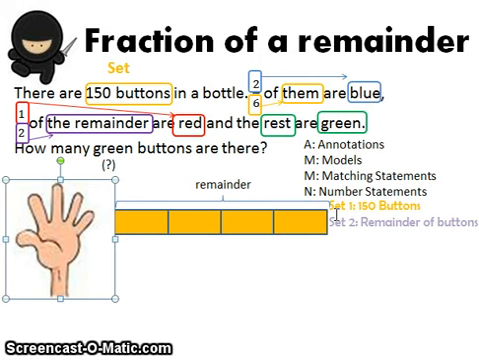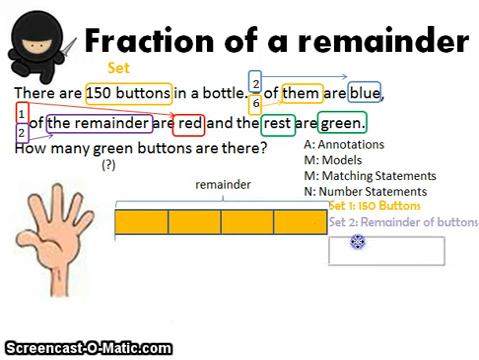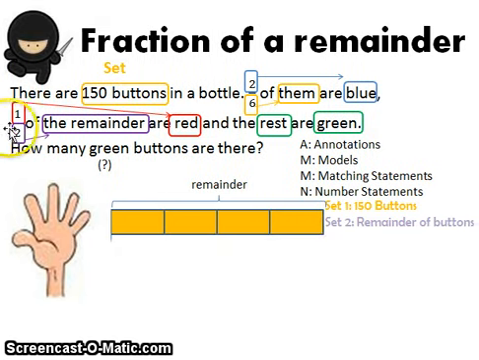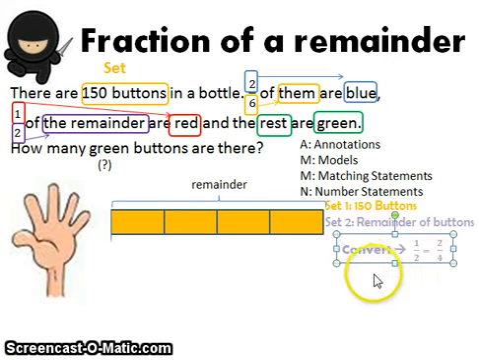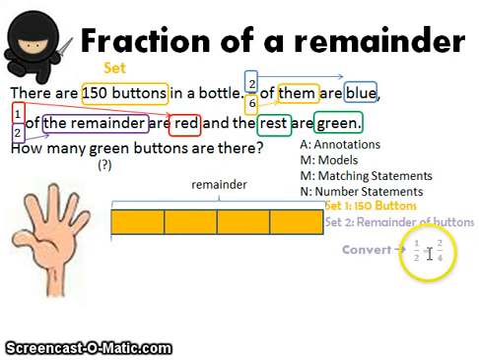Now, there are 4 units, half of the remainder are red. So we have to convert and write down. There are 4 units. I'm going to make the denominator from 2 to give me 4 because there's a remainder of 4 units. Out of these 4 units, I'm going to convert 1 out of 2 becomes 2 out of 4. How do I do this? I multiply the numerator and denominators by 2. So as a result, it tells me 2 out of 4 of the remainder are red.